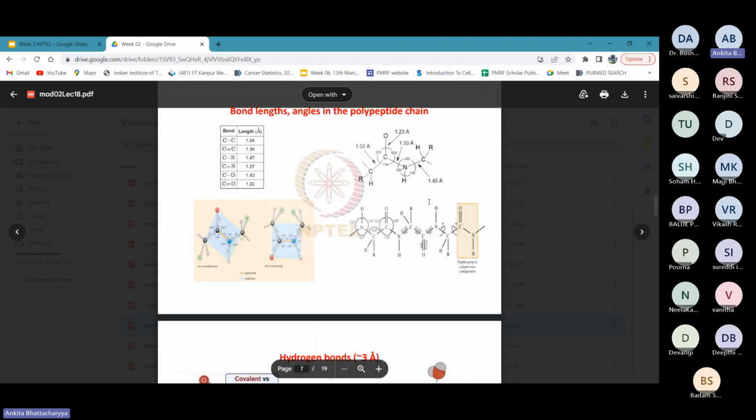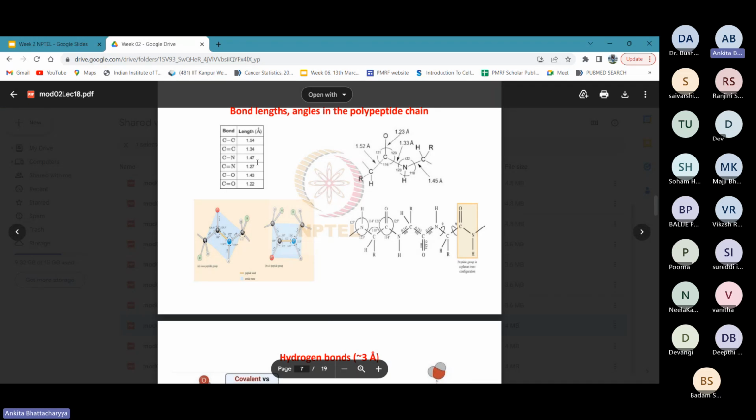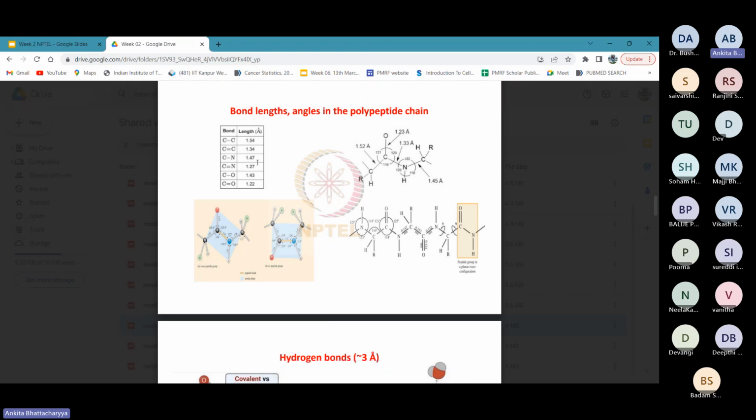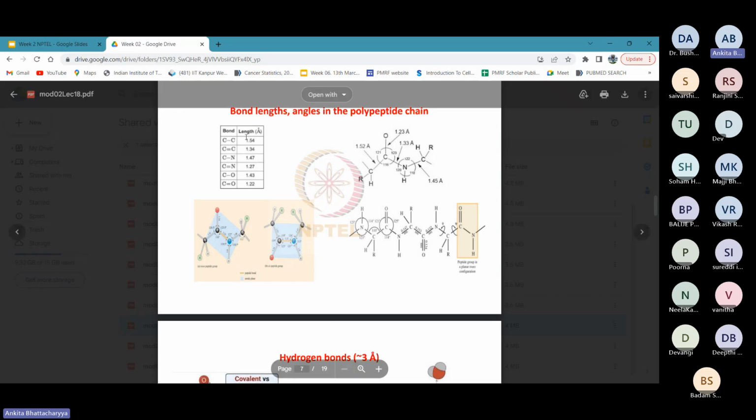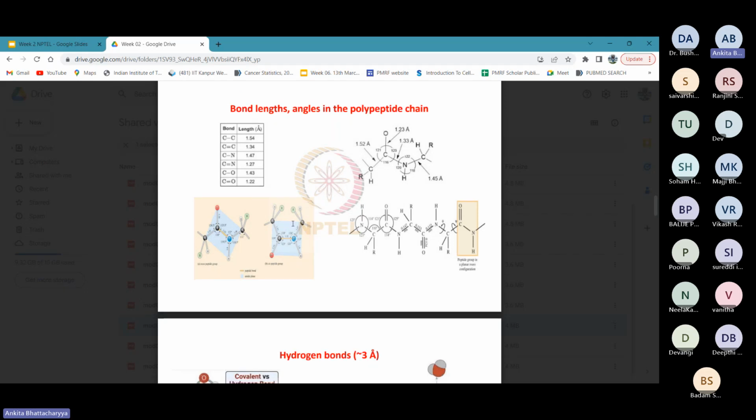So these are the individual bonds, bond angles, and bond lengths in the polypeptide chain for the peptide bond. So you can go through those as well. You don't need to remember all of it. You can just go for its understanding. You can remember some, like for example, the CC bond or the individual CONH bonds, but certainly go through it as much as you can.